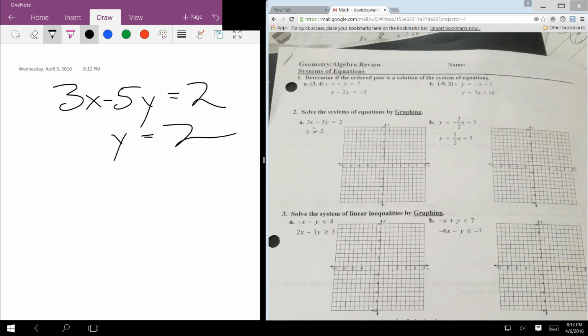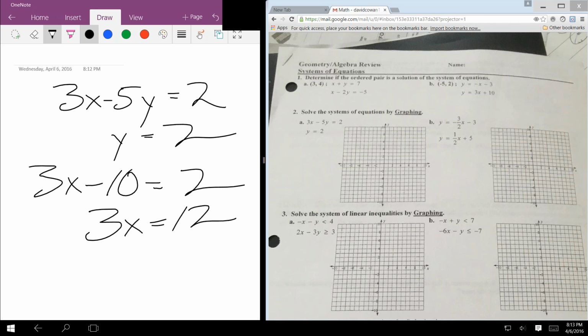Okay, so since y equals 2, it'd be 3x minus 10. Y is equal to 2. Just 10, in other words, 10. We're plugging in. We're going to do this by substitution. Okay. Right. Keep going. Then you would add 10 to both sides. So you get 3x is equal to 12, x is equal to 4.